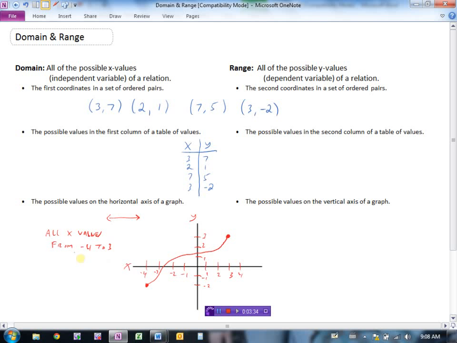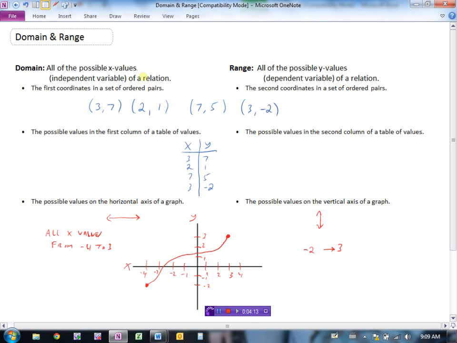And we'll talk about this in a little more detail a little later in this video about how we could write the domain and the range. But you should be able to see here that the possible values on the horizontal axis are from minus 4 all the way to 3. And then the possible values on the vertical axis, so how far up and down does this graph go? Well, it starts at minus 2 and it goes all the way up to positive 3. So we could say the range would be all of the y values from minus 2 up to and including 3. So that's a rough definition of the domain and the range.